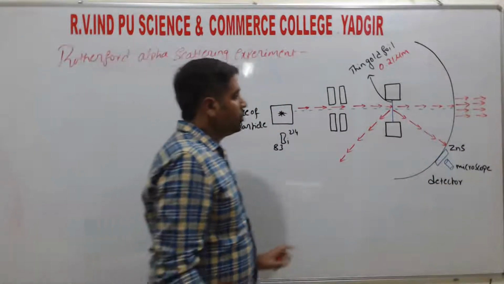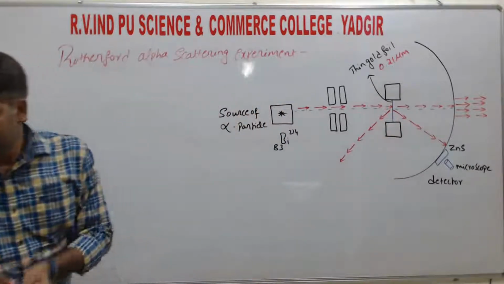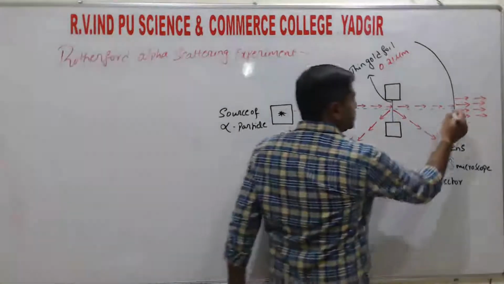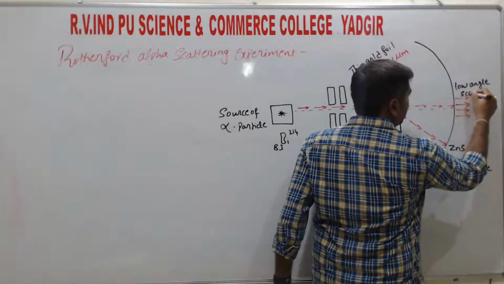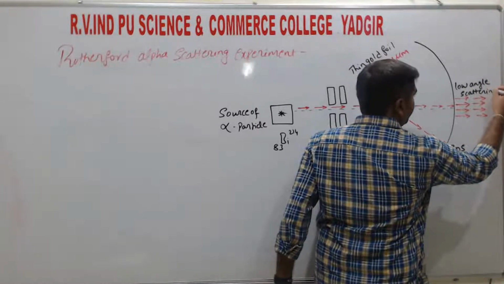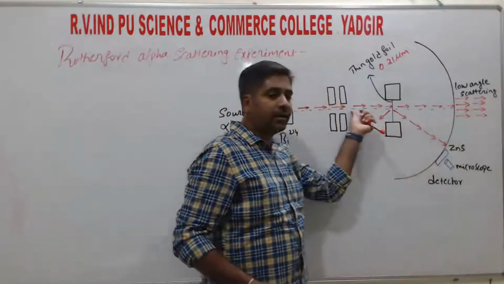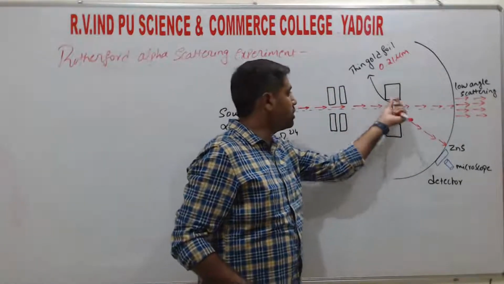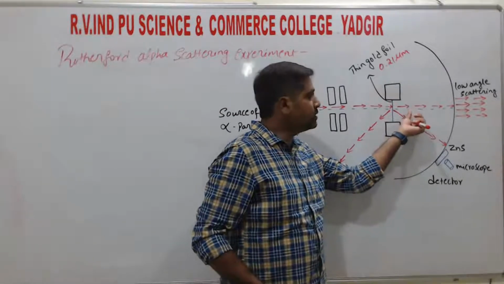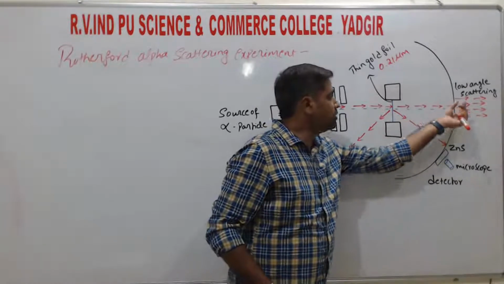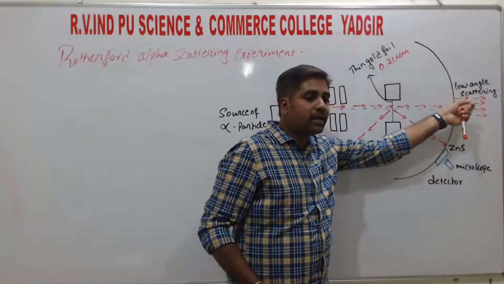So here if you observe, the scattering will take place in all the directions. This scattering we call low angle scattering, right? These are almost parallel to the incident alpha particles. When they fall onto the zinc sulfide plate, the scattered particles have a very small angle. Hence, these scattered beams are called low angle scattering.